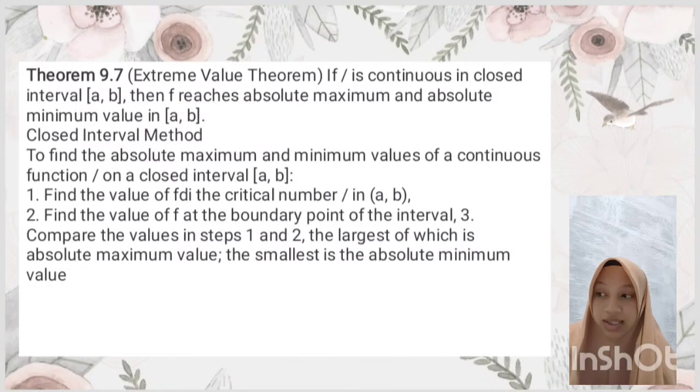Closed interval method to find the absolute maximum and minimum values of a continuous function f on a closed interval [a, b]. 1. Find the value of f at the critical numbers in [a, b]. 2. Find the value of f at the boundary points of the interval. 3. Compare the values in steps 1 and 2: the largest is the absolute maximum value, and the smallest is the absolute minimum value.